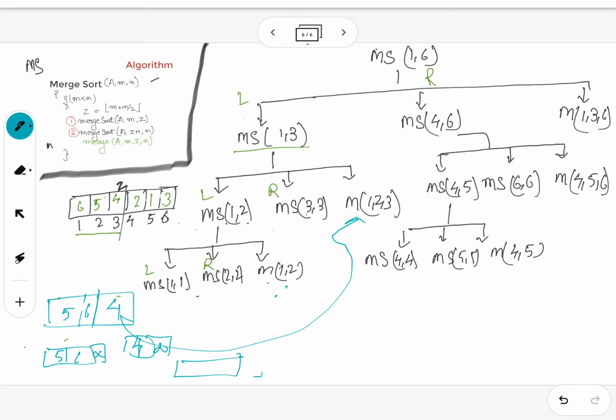Again they have an array. It will again be compared. 4 will be compared with 5, 6. This will be compared. So after comparing all this, what will happen? We have 4, 5, 6.